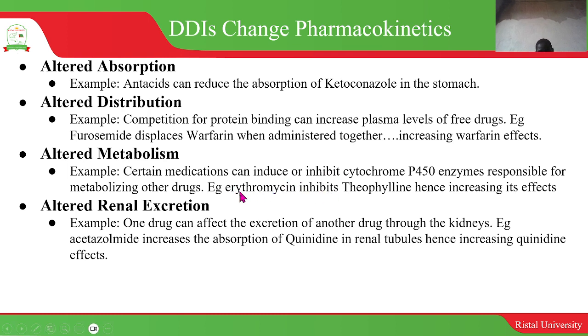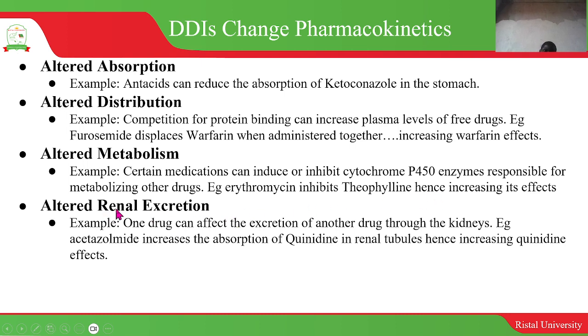The example given here is that erythromycin inhibits theophylline. We know erythromycin is an antibiotic. Theophylline is an anti-asthmatic drug. So if these two drugs are given together, erythromycin has the impact of inhibiting theophylline, and therefore increasing the side effects.